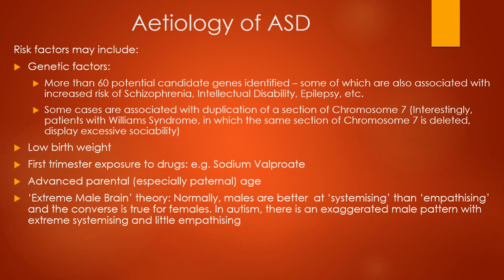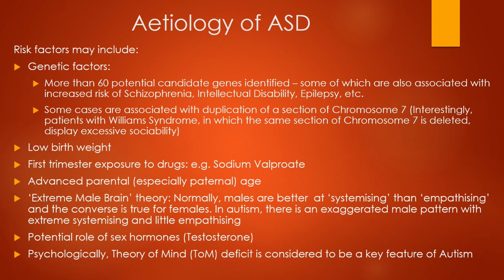There is an extreme male brain theory that has been postulated. According to this theory, normally males are better at systemizing than at empathizing, and the converse is true for females. In autism, there is an exaggerated male pattern with even more extreme systemizing and even less empathizing. Potential role of sex hormones, especially testosterone, has been postulated.